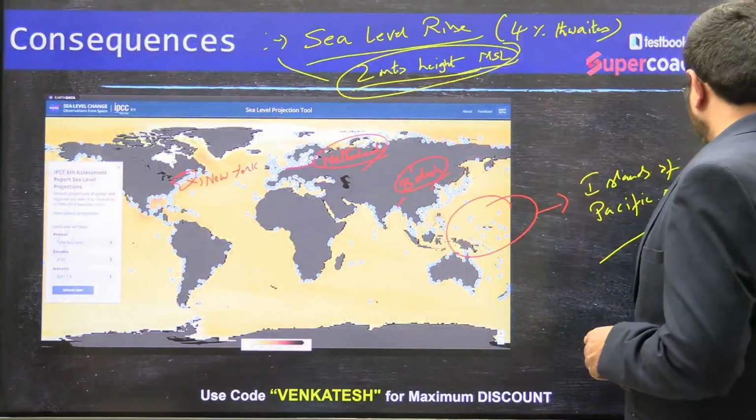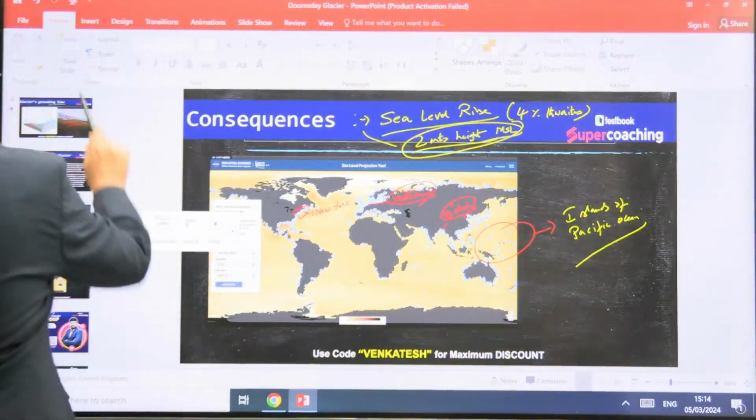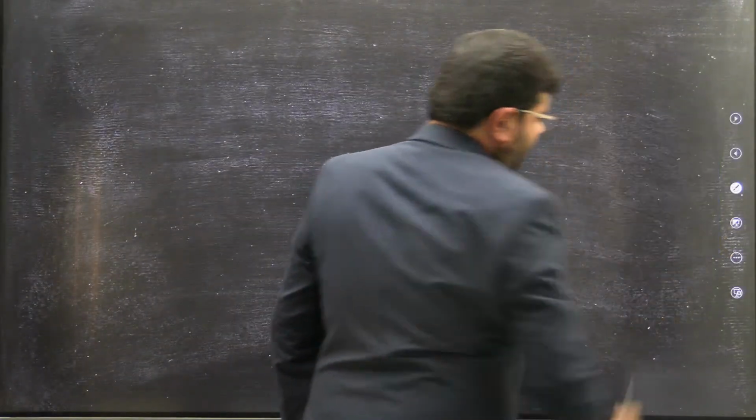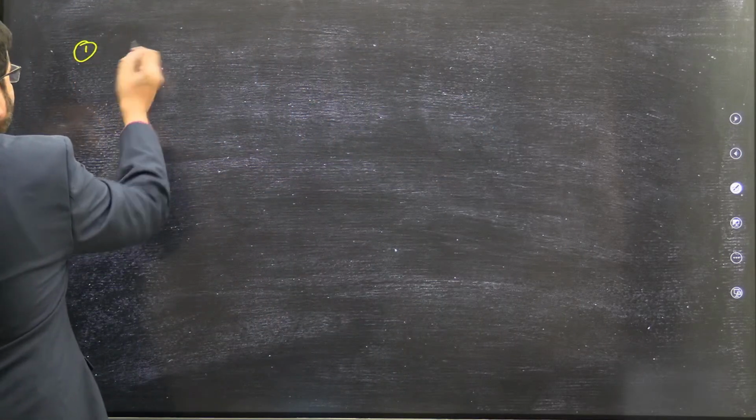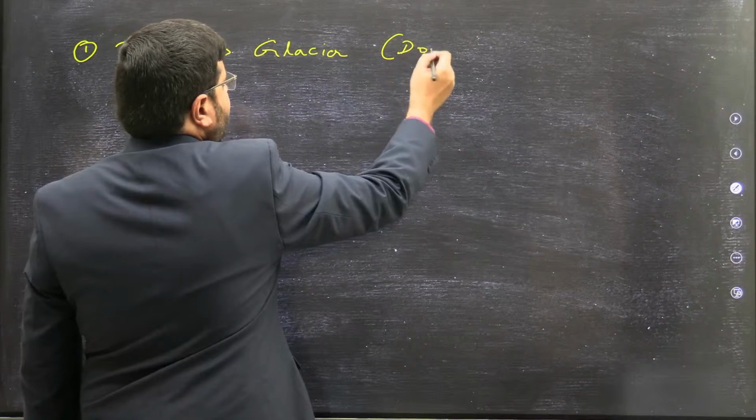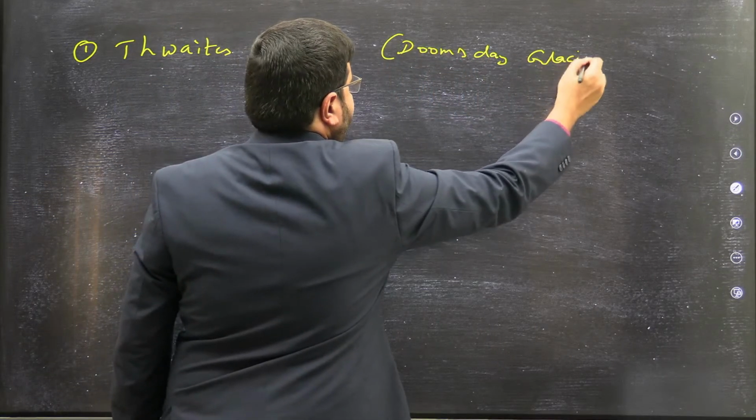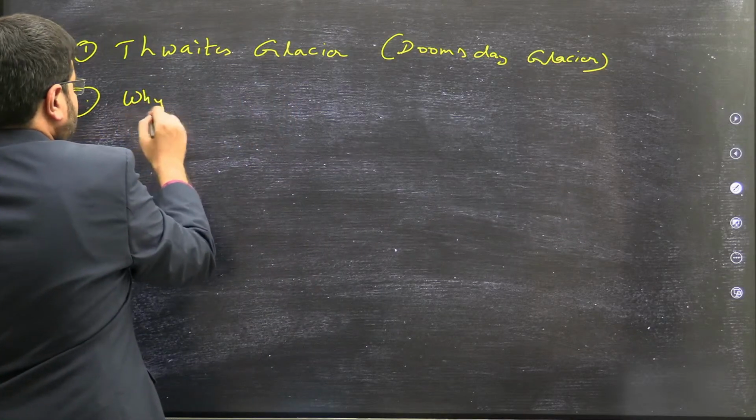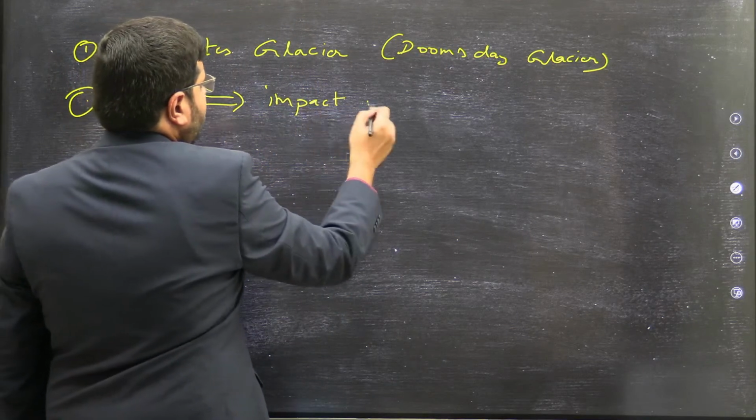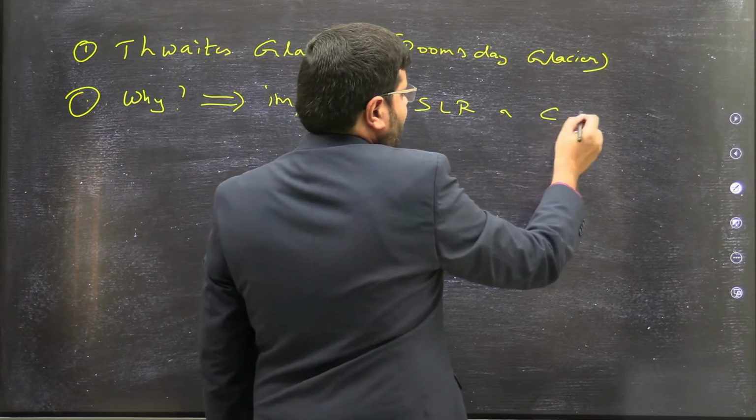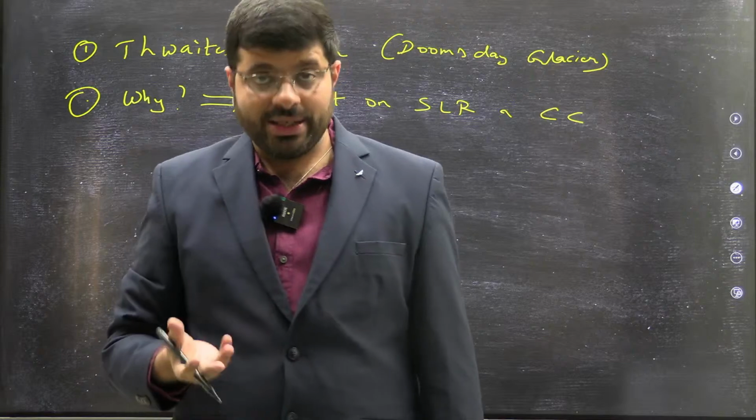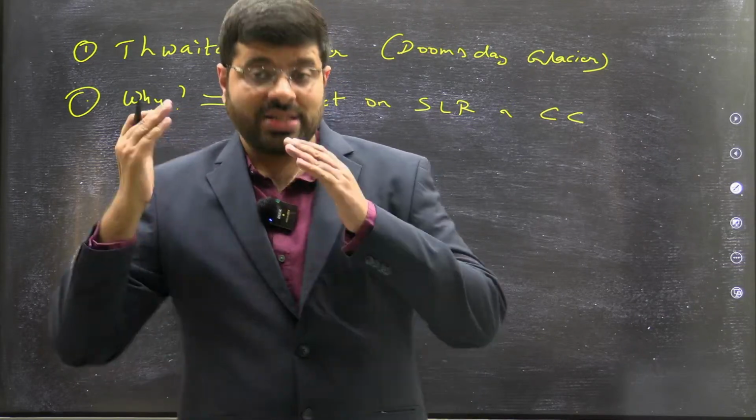So what you need to remember about this concept is, if you see it, the main concept you need to remember is Thwaites Glacier, which is called the Doomsday Glacier. Why? Why do we call it the Doomsday Glacier? Because of its impact on sea level rise and the consequences of climate change. In fact, the melting of Thwaites Glacier is attributed to an El Nino event, which started its impact in the 1940s and is still continuing.